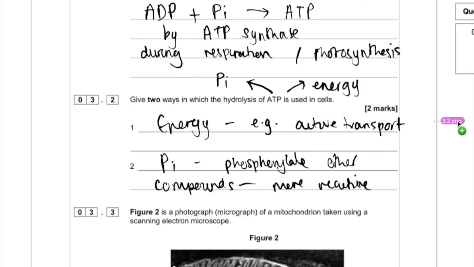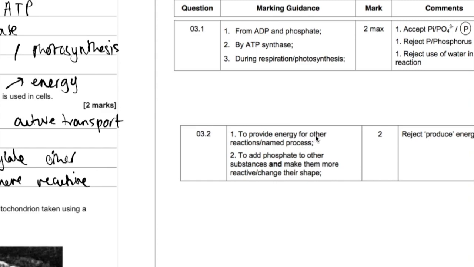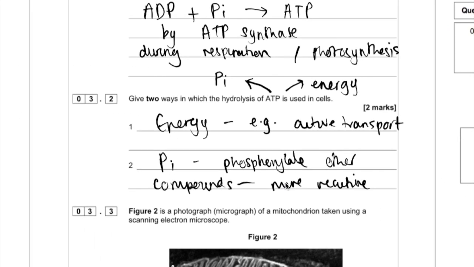And if we have a look at the mark scheme again, here we have it. So 1 mark for something to do with energy, 1 mark for the phosphate. And actually, only 3% of students got this second point on top of the first one, which really shows the importance of looking at the specification, in which case you would have seen that you need to know about both energy and the phosphorylation of other molecules.